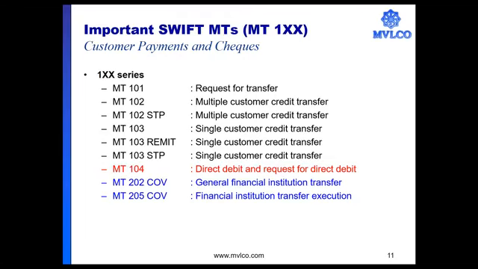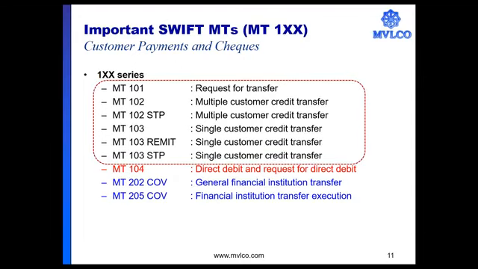Now, in addition to this, in series 1, there are many other messages, but we are not taking them into account because those are all related to check payments. So what is our scope today? Our scope today: understand 101, 102 and 103 and both the serial and the cover method.